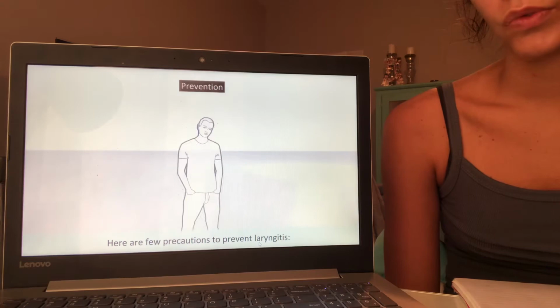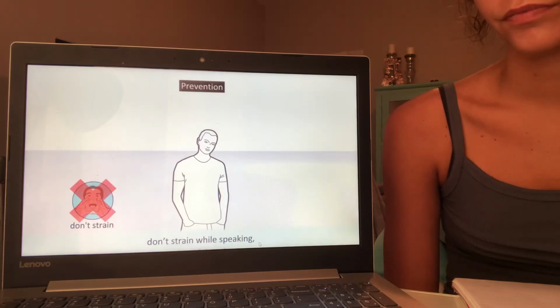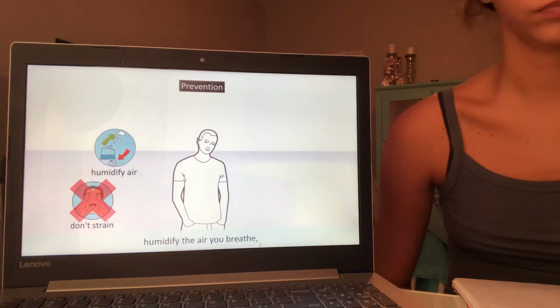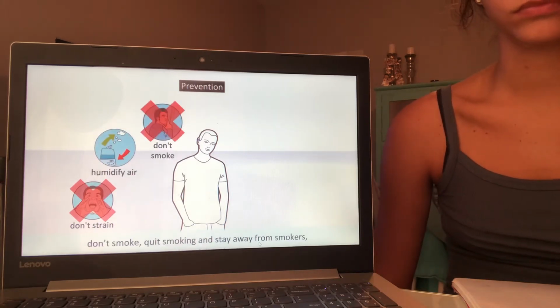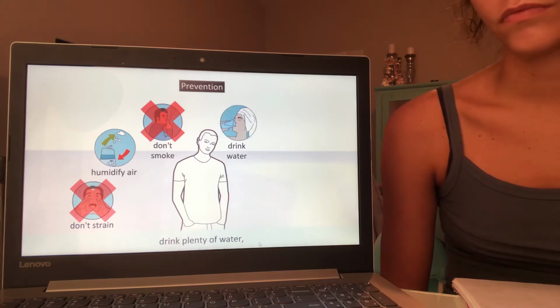Here are a few precautions to prevent laryngitis. Don't strain while speaking. Humidify the air you breathe. Don't smoke. Quit smoking and stay away from smokers. Drink plenty of water.